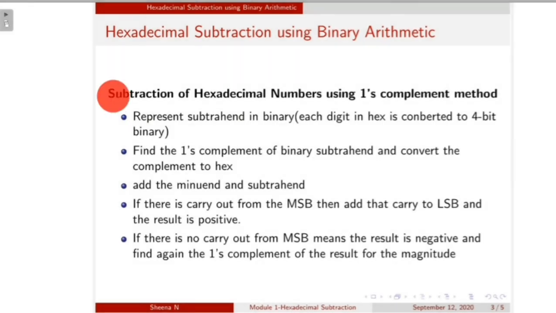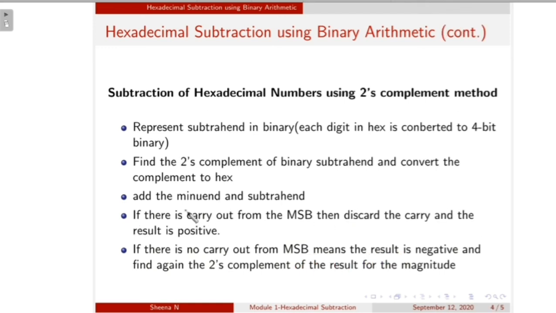So the procedure for subtraction of hexadecimal numbers using 1's complement method is: first represent the subtrahend in binary, that means each digit in hex is converted to 4-bit binary. Then find the 1's complement of the binary subtrahend and convert the complement to hex. Add the minuend and subtrahend. If there is a carry out from MSB, then add the carry to the LSB and the result is positive. If there is no carry, means the result is negative, and find again 1's complement of the result for the magnitude.